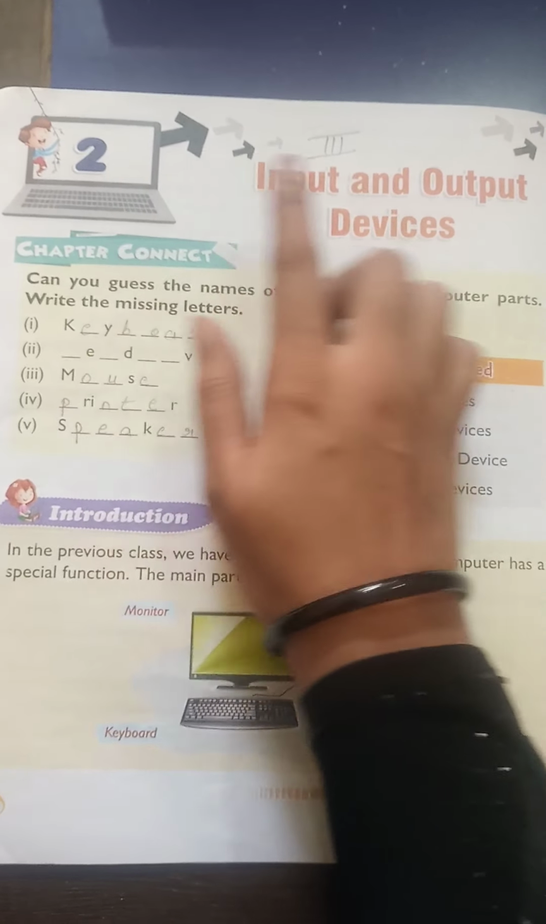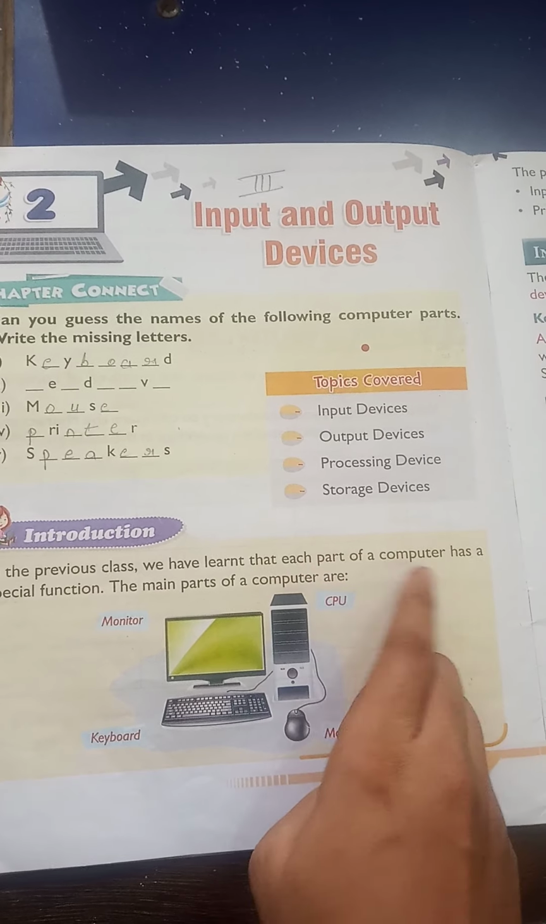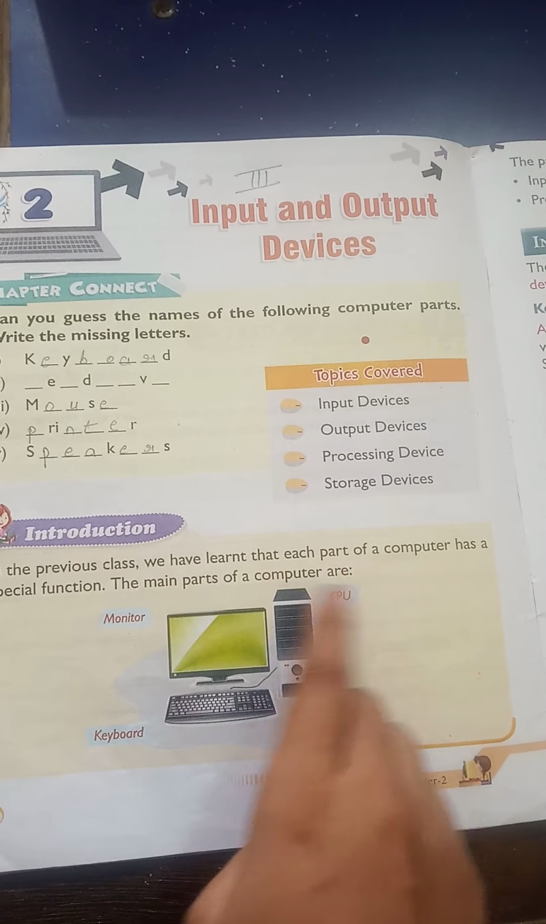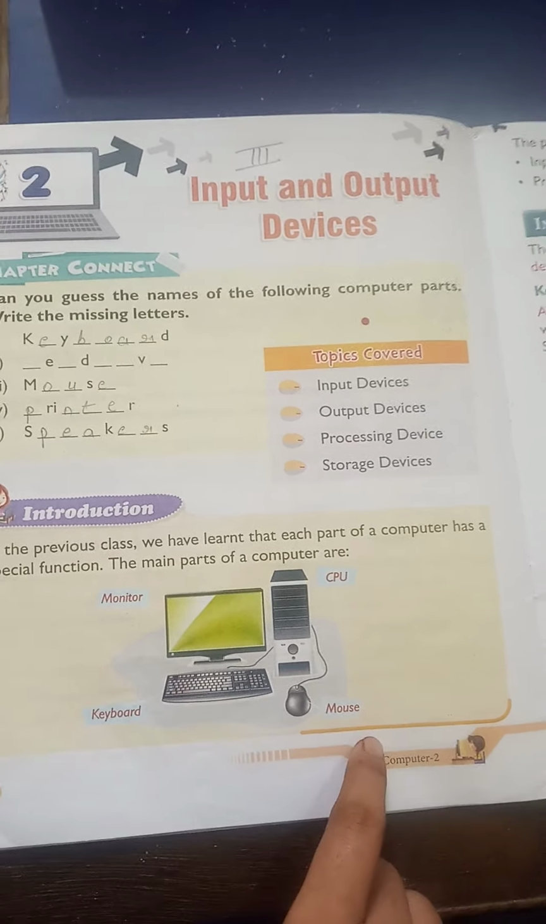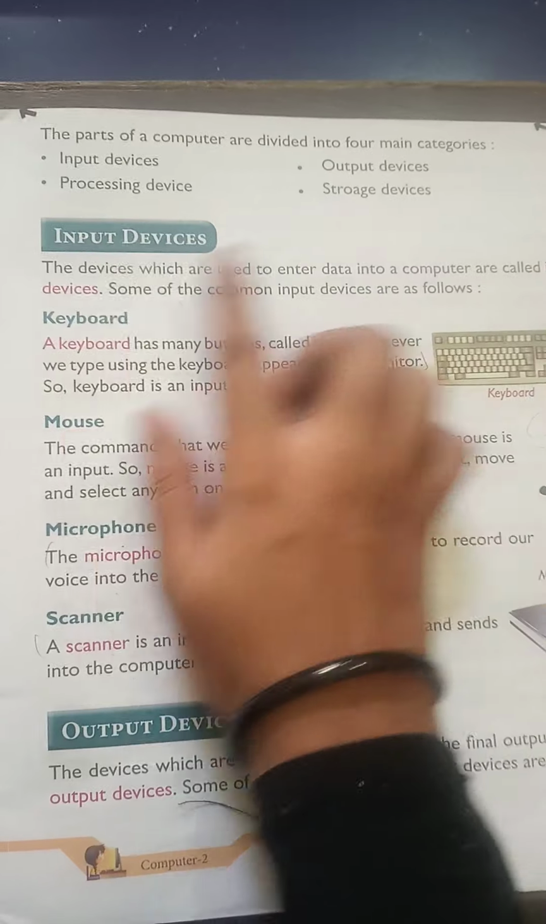आज हम करेंगे लेसन 2 इनपुट एंड आउटपुट डिवाइसेस। इंट्रोडक्शन। इन द प्रीवियस क्लास वी हैव लर्न दैट ईच पार्ट ऑफ अ कंप्यूटर हैज अ स्पेशल फंक्शन। द मेन पार्ट्स ऑफ अ कंप्यूटर आर मॉनिटर, सीपीयू, कीबोर्ड, माउस. The parts of a computer are divided into 4 main categories: input devices, output devices, processing devices, storage devices.